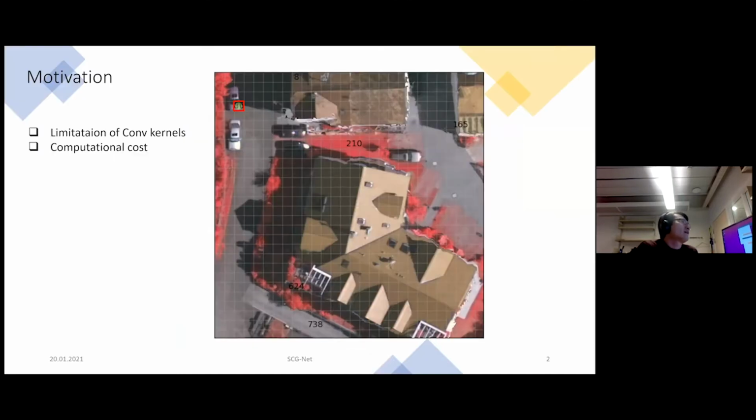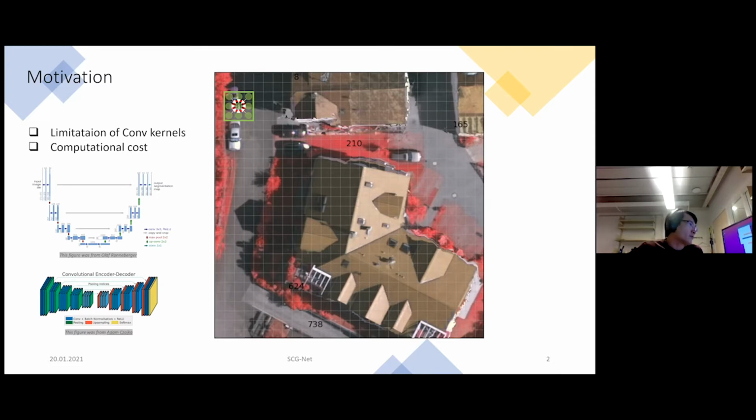So firstly, the motivation of this work. You may know that traditional segmentation models rely heavily on deep convolutional networks. However, these convolution kernels have natural limitations: local receptive fields. That means a convolution kernel is not so good at modeling long dependencies.